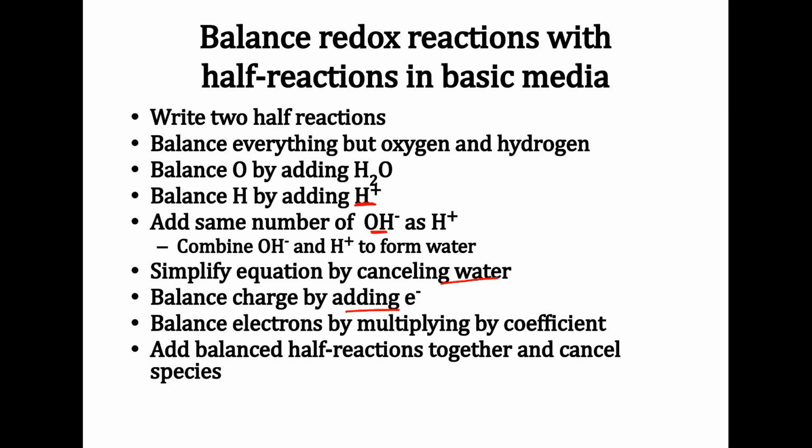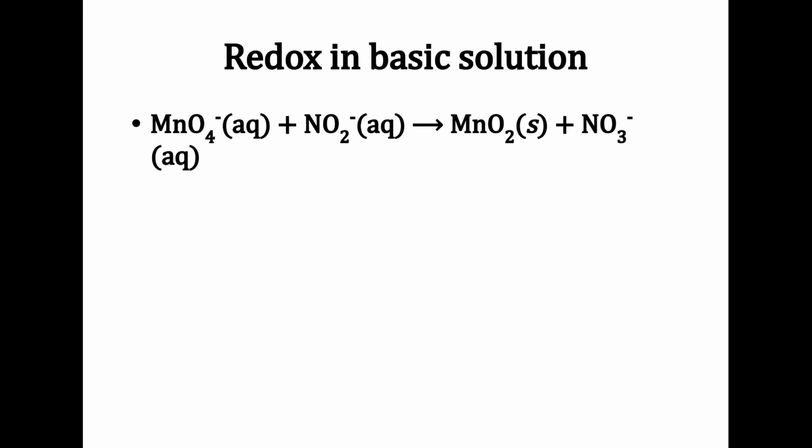So let's go ahead and try an example. And it's easiest just to try it by doing examples instead of talking about the theory behind it. So in this particular example, we have MnO4 minus plus NO2 minus yields MnO2 plus NO3 minus. So we need to start out by writing our half reactions. So we need to try to separate out the non-hydrogens and oxygens.